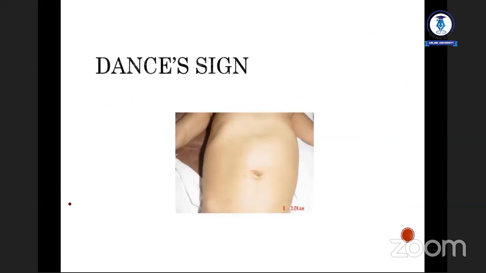This is the sign of Dance. What happens here is the right iliac fossa becomes empty, because the intestine has invaginated and has been pulled into the proximal part somewhere around here. So this part becomes empty. It looks as if that part of the abdomen is empty. So this is called the sign of Dance.